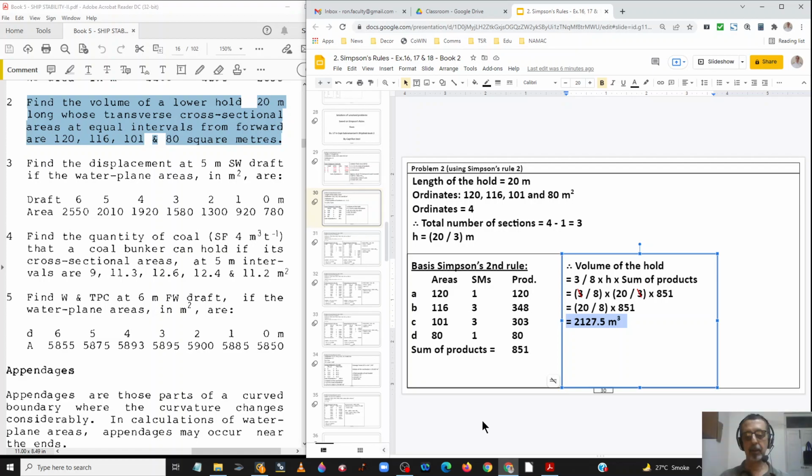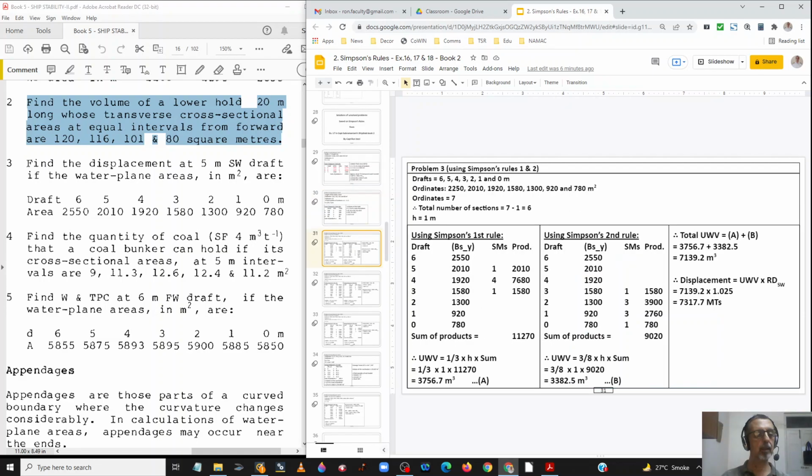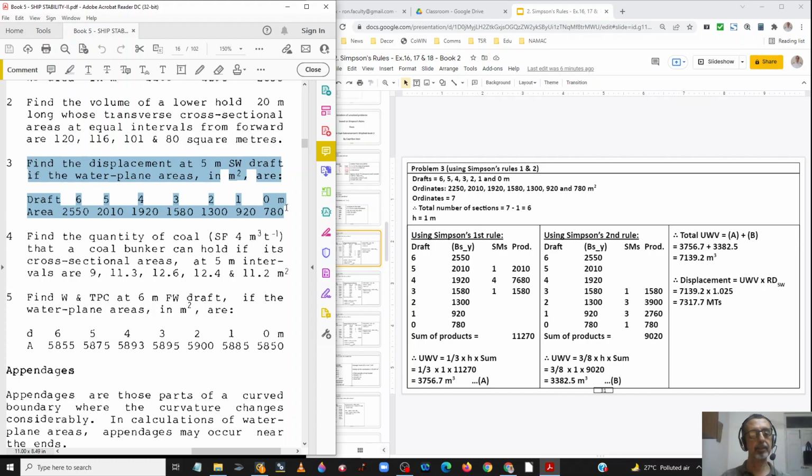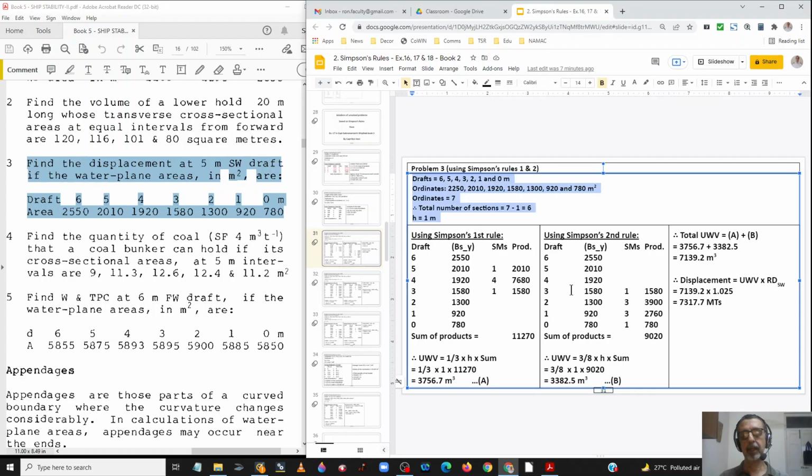Problem number 3. Find the displacement at 5-meter draft in salt water if the water plane area in square meters is as per this table that is given over here. So here I have the data taken from the problem, and I'm going to use Simpson's first and second rules to get the answer. The drafts from 6 meters to 0 meters is under this column.